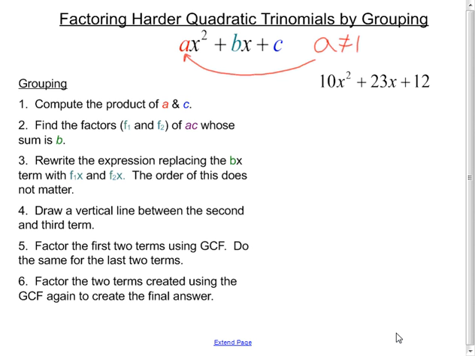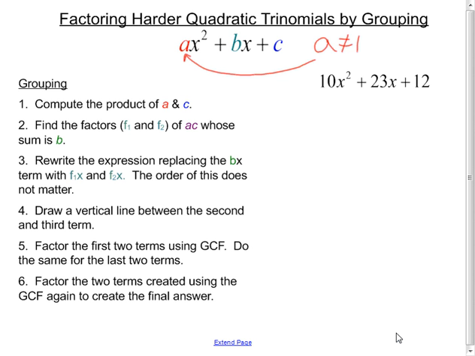Okay? So step 1 says compute the product of a and c. If you notice in the standard form here, a is the coefficient in the first term and c will be the constant, which is the last term. Step 2, find the factors, which I'll call f1 and f2, of ac whose sum is b. b is the coefficient of the middle term. Step 3, rewrite the expression replacing the bx term with f1x and f2x. These are the factors you found in the previous step. The order of this does not matter. That's some flexibility in this method.